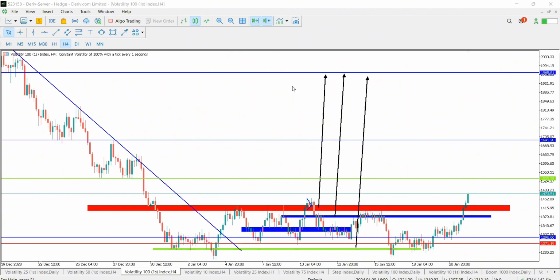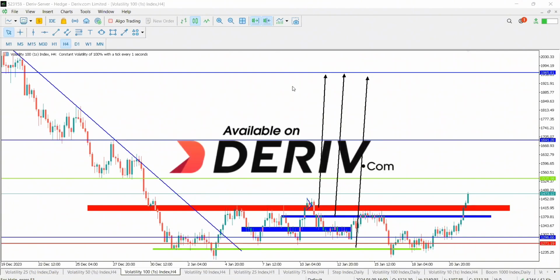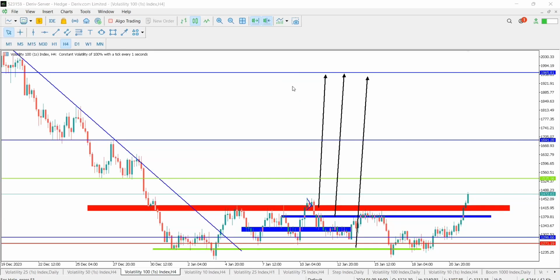It's a synthetic index. In case you've not heard of them, these are securities that you can trade 24/7. So make sure you get acquainted with them and you start trading them.